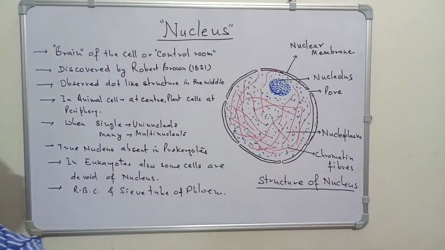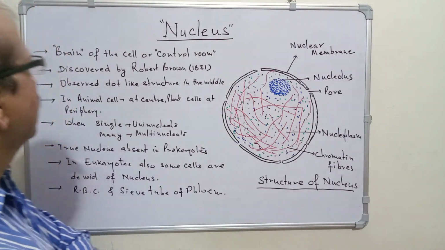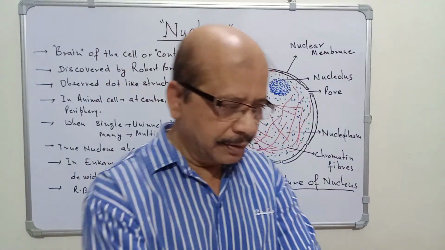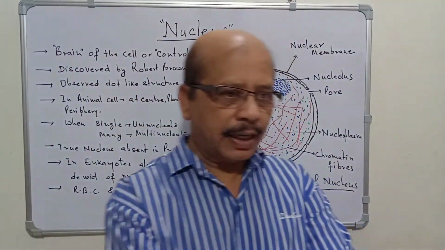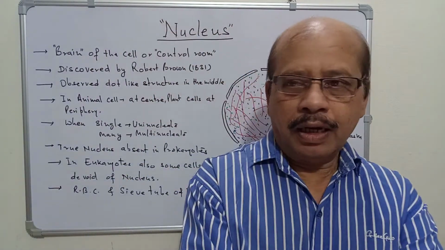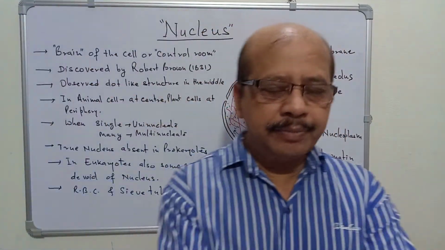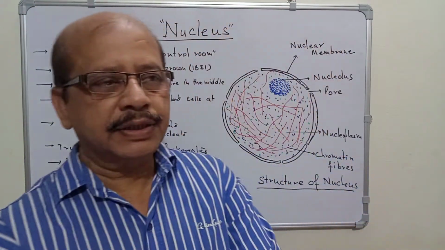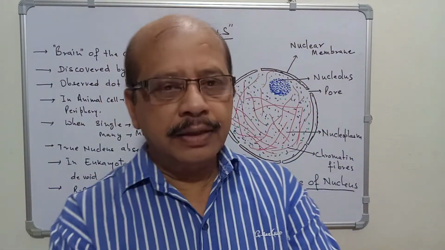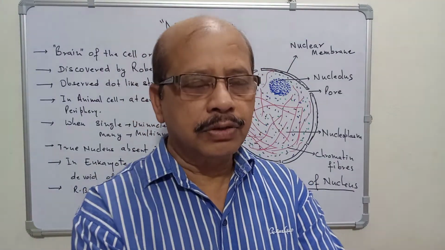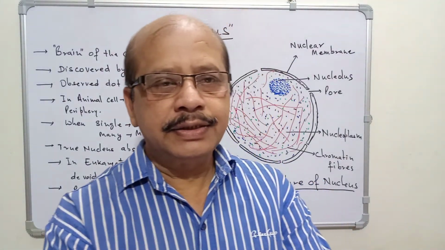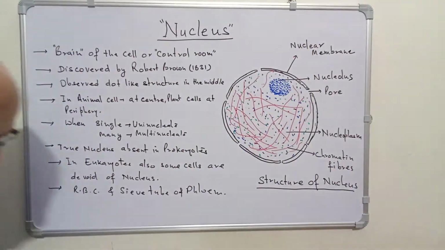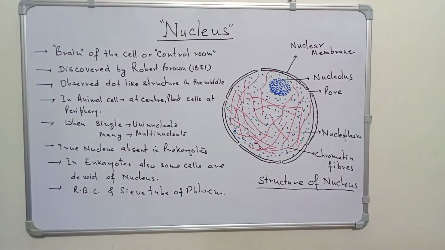In 1831, Robert Brown observed a dot-like structure at the middle of the cell. After that, he named it nucleus. After that, further researches started, and various scientists came to the conclusion that this is the control room or brain of the cell.